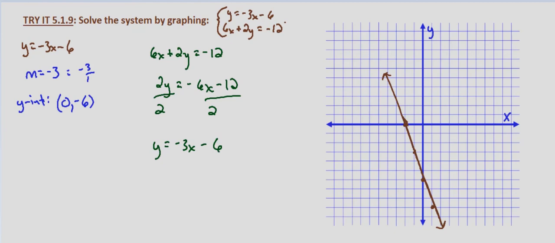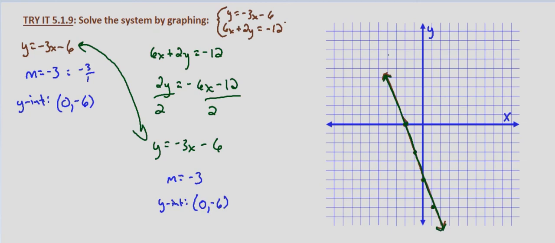But wait a minute, that's the same equation we started with in the first place. So what this tells us is that these two equations represent the same line. If I plot these points, it's going to be the same as it was in the beginning. The slope is negative 3 and the y-intercept is negative 6. So if I plot points, I'm going to end up with the same exact points, and I'm going to end up with the same exact line.